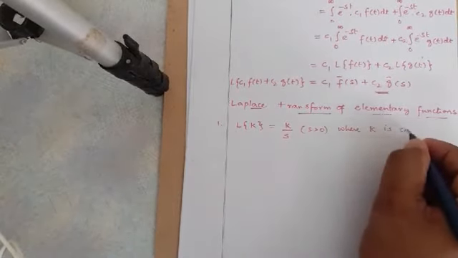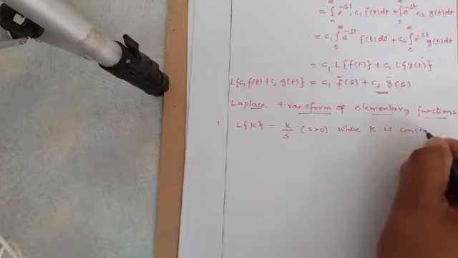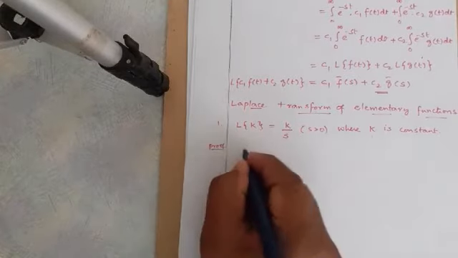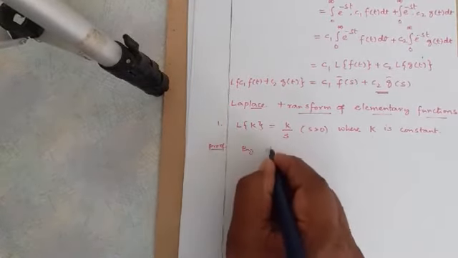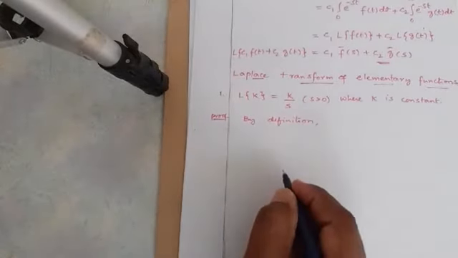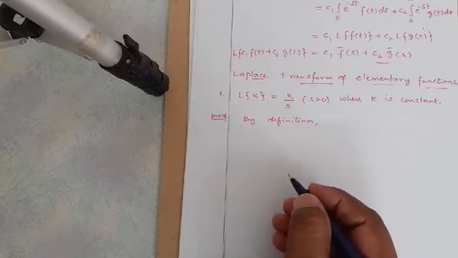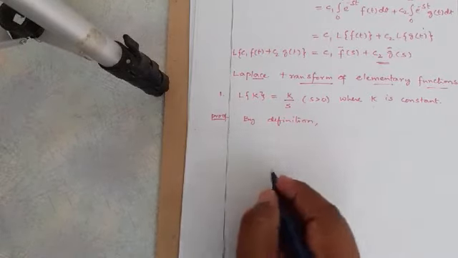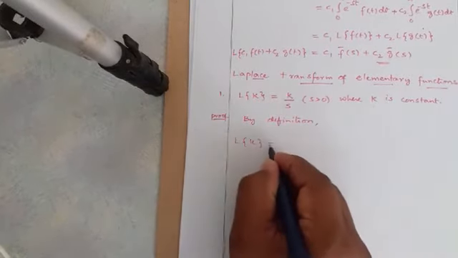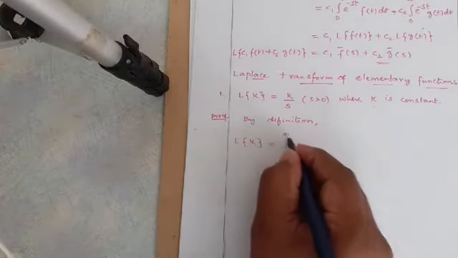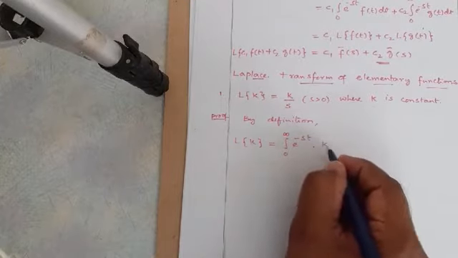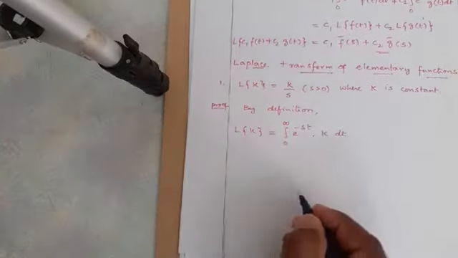Now how do you get k by s? Let us see. For proving this, we need the definition of Laplace transform. The definition is Laplace of f of t is integral 0 to infinity e power minus st f of t dt. Here in the place of f of t it is given k. So when you write the definition, it is integral 0 to infinity e power minus st into k dt.